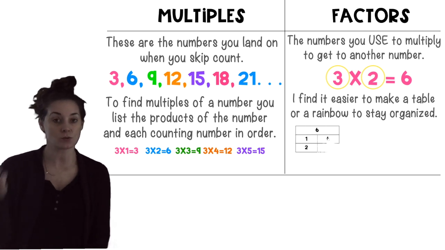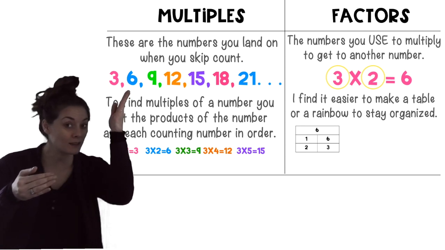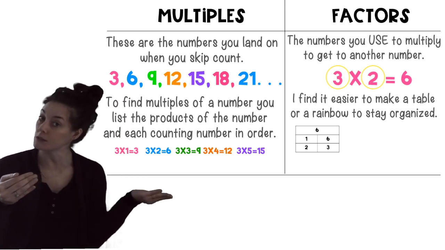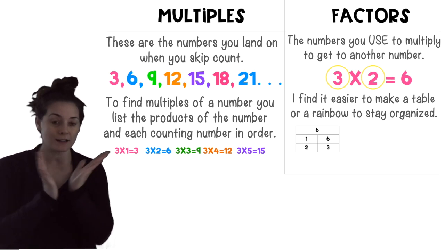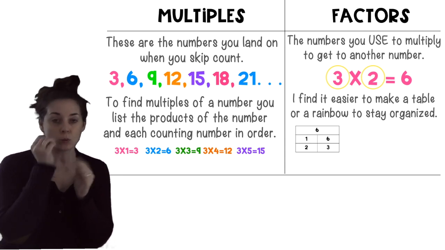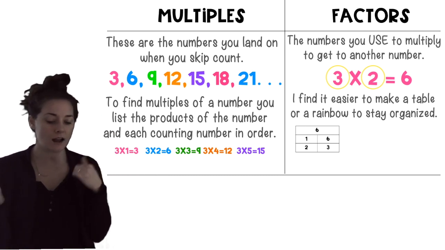Then I'm going to check my next one. My next number in counting order is 2. Does 2 times anything make 6? Yes, 2 times 3 makes 6. Now you could stop here because there's no number in between 2 and 3, and when we list factors, we don't list them more than once. But just to make sure, I would go down.